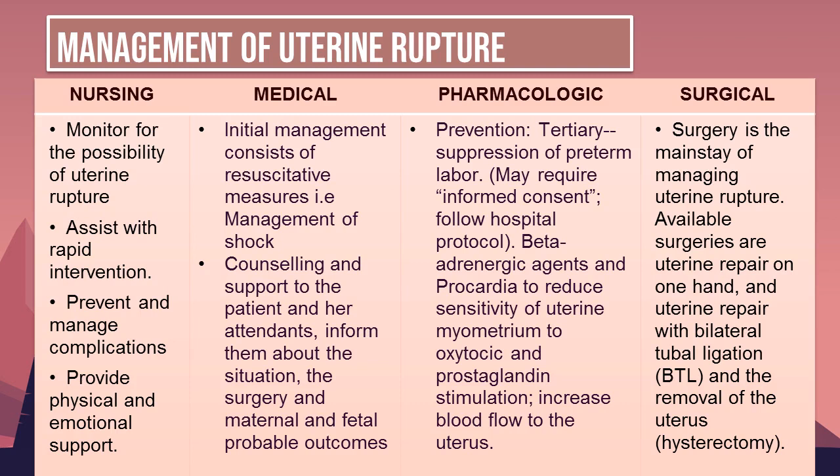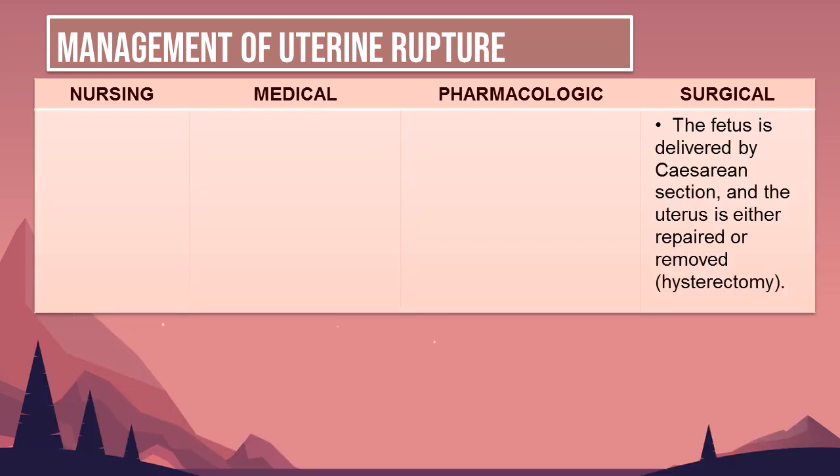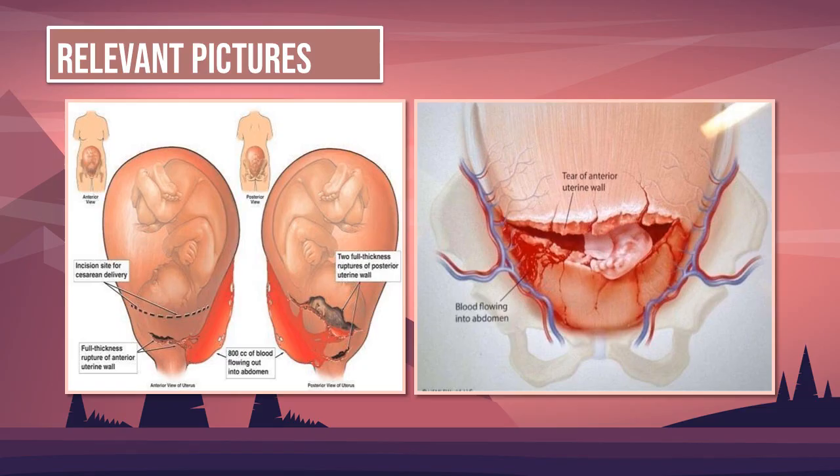Under the surgical management, surgery is the mainstay of managing uterine rupture. Available surgeries are uterine repair on one hand and uterine repair with bilateral tubal ligation, and hysterectomy or the removal of the uterus. Treatment of uterine rupture is immediate laparotomy with cesarean delivery and, if necessary, hysterectomy. And here are some relevant pictures for you to see.